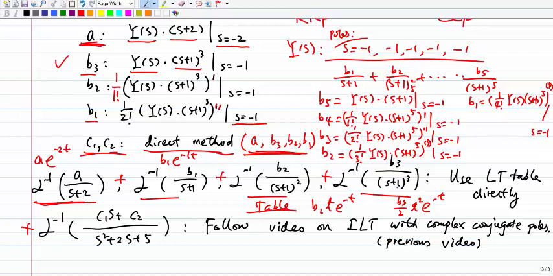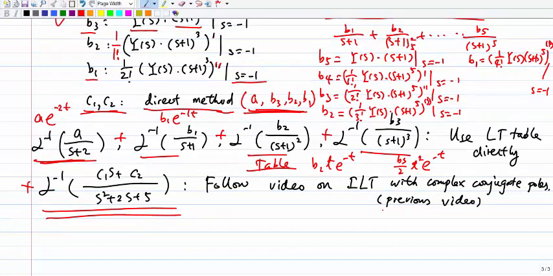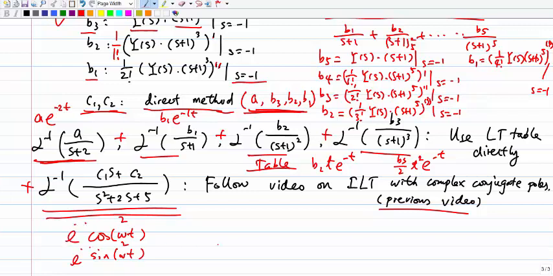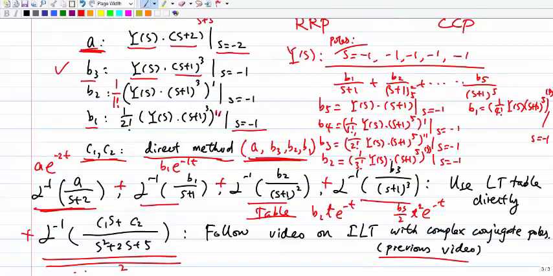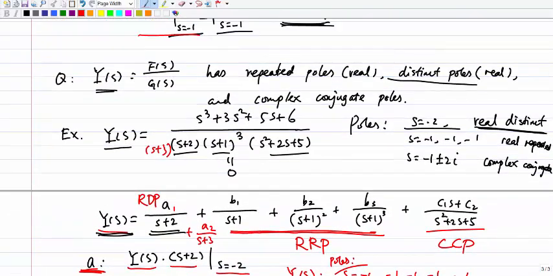Okay, this is how we're going to invert this guy. We have to follow the video on the inverse Laplace for complex conjugated poles. In the previous video, basically you will have something like cosine wt and sine wt. Okay, I think w is 2, and you have some e component. So you can follow the previous video to figure out the inverse Laplace transform. So basically, I talked about how we figure this out for the general case. Okay, it's a sort of combination of the 3 different cases I mentioned before.